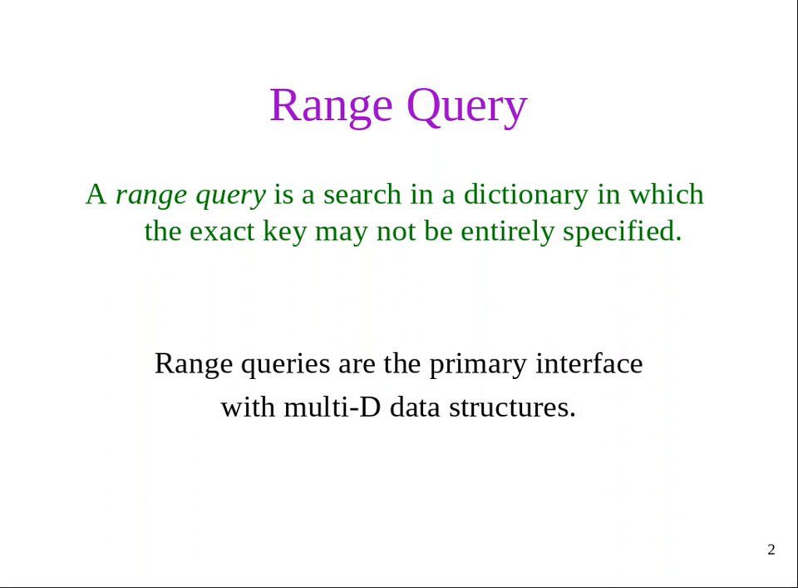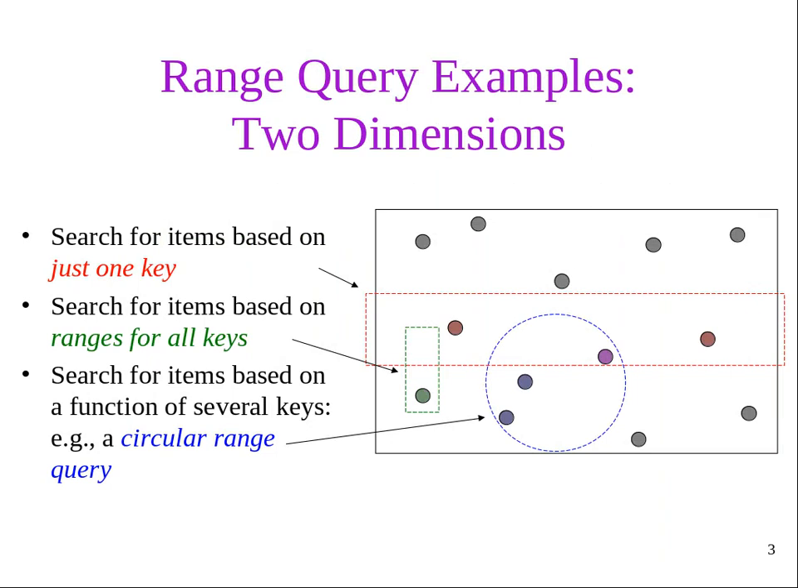Range queries are primary interfaces with multi-dimensional data structures. So here are some 2-dimensional ones. Your key may be the red square, and they want to know how many dots are in the red square. All right, class, how many dots are in the red square? How about the green? And by square, I mean rectangle. One. How about the blue circle? Why is one dot purple? Because it's shared between the red and the blue.